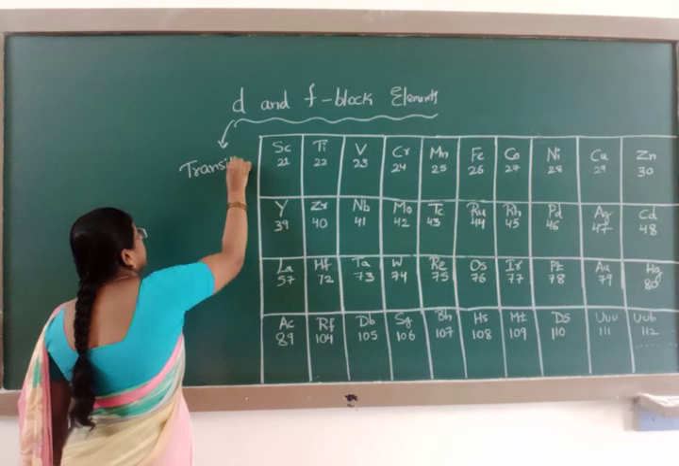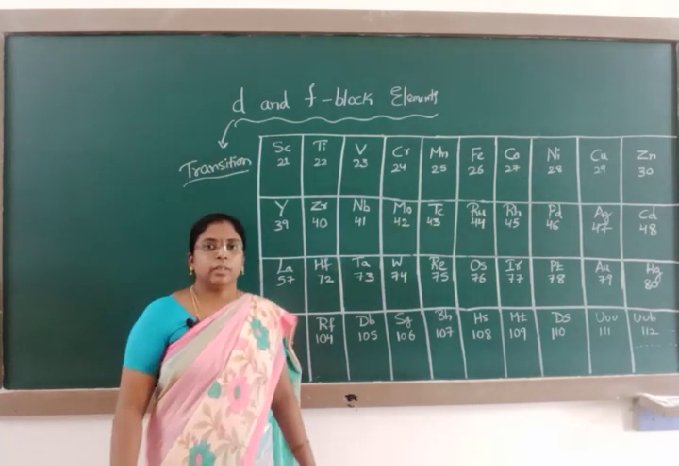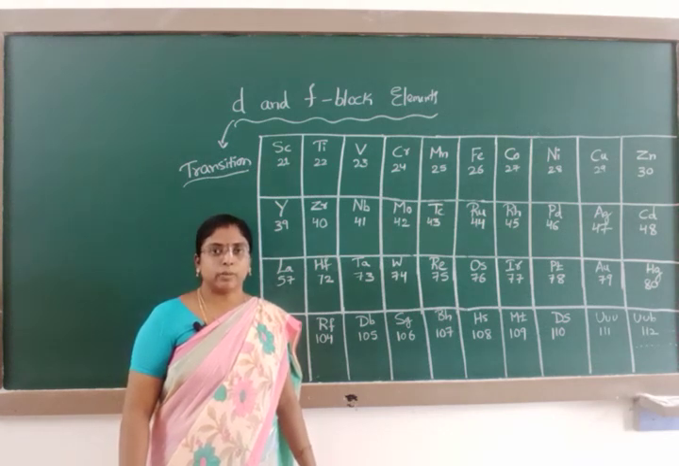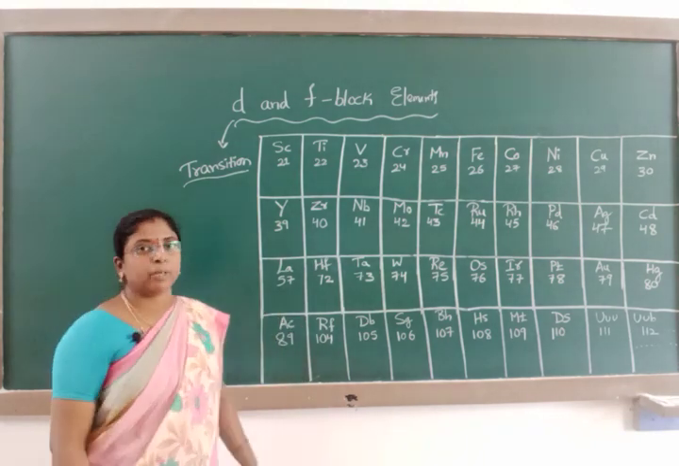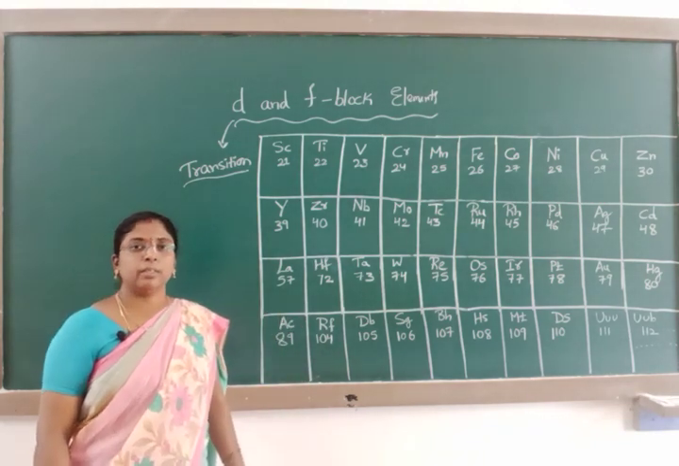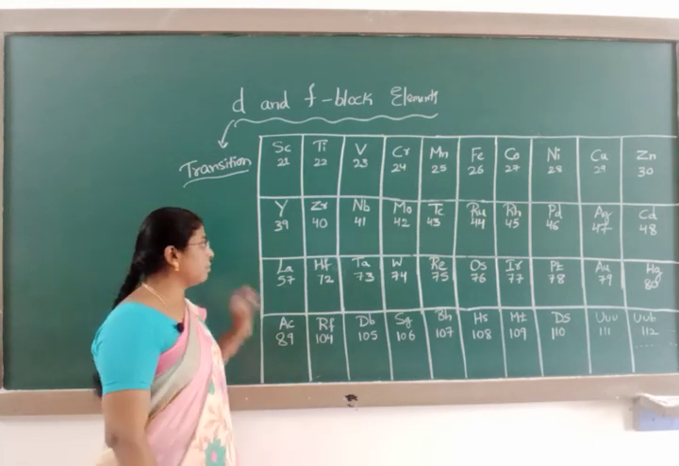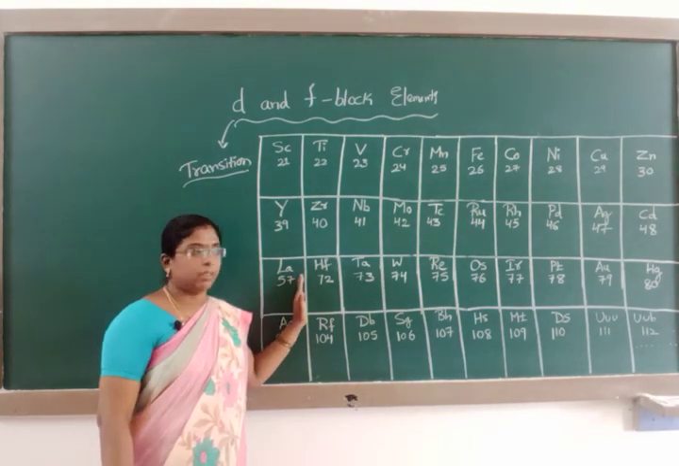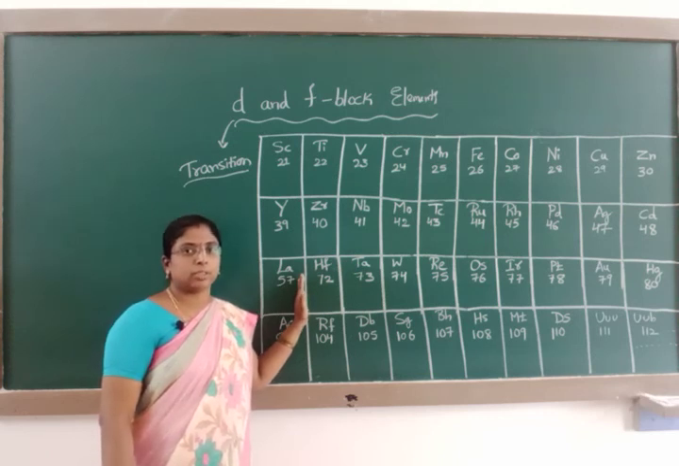The D block elements are also known as transition elements. Since D block elements are placed in between the S and P block elements, these elements are known as transition elements. And F block elements are known as inner transition elements, because the F series starts after lanthanum. Since they are in the inner of the transition elements, they are known as inner transition elements.